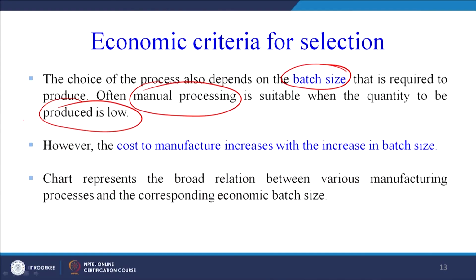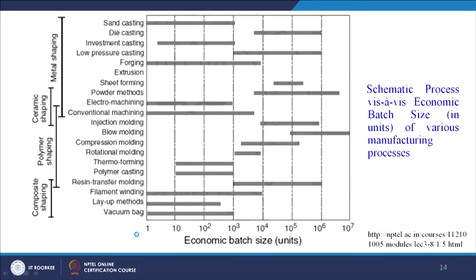Chart represents the broad relationship between various manufacturing processes and the corresponding economic batch size. Again, process in relationship to the economic batch size. So, this chart we are going to see now. The schematic process vis-a-vis economic batch size of various manufacturing processes. So, we can see sand casting, the batch size is from 1 to maybe 10 to the power 3.